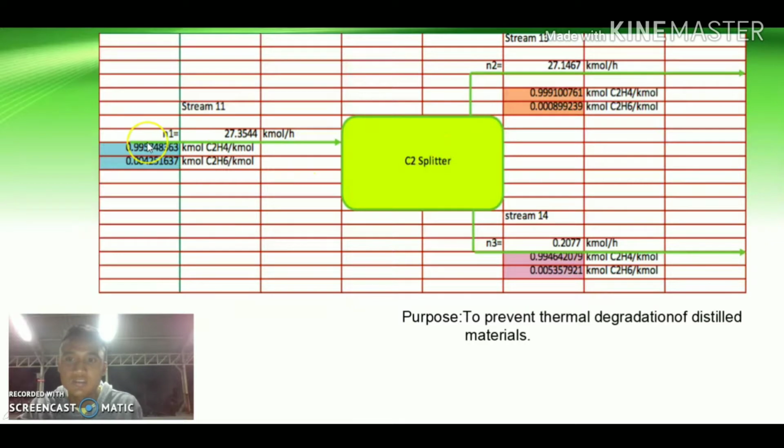Next is the C2 splitter. For the C2 splitter, I have one inlet and two outlets. The inlet is the outlet stream from the demethanizer, which consists of C2H4 and C2H6. Both of the outlet streams consist of C2H4 and C2H6, but their compositions are slightly different. The purpose of the C2 splitter is to prevent thermal degradation of distilled materials.